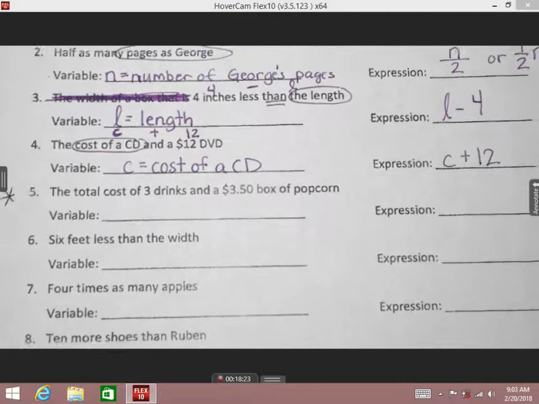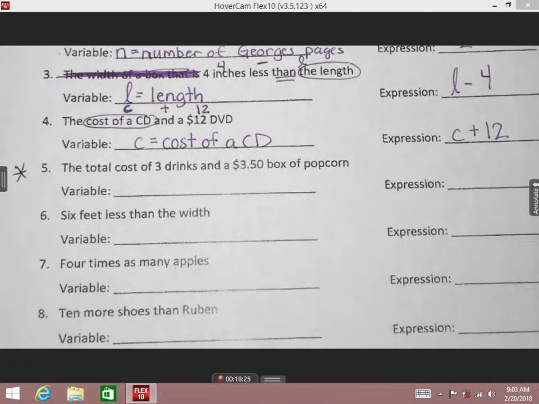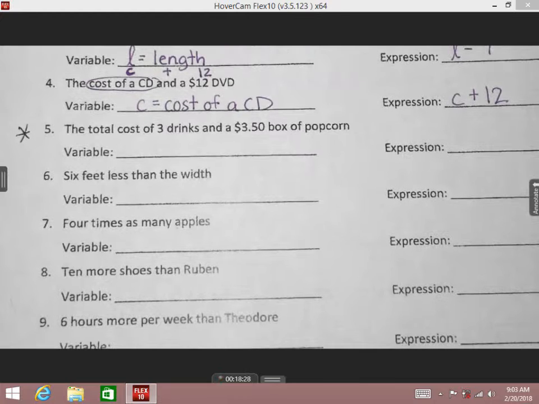All right. Number 5 has a star to it. We're going to skip over that one for right now. We'll come back to it. All right. We're skipping over that because there's something special going on there.